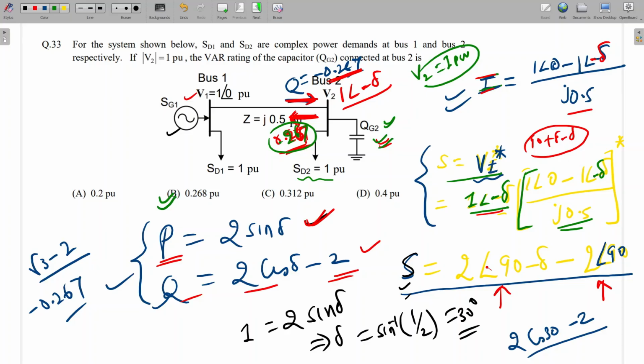Clear. Okay. So again, we will do some other calculation in the same question. So I am going to calculate real and reactive power here at bus 1. Okay. So at bus 1, what is the voltage? 1 angle 0. And current will be the same. Here also current will be the same. So current will be 1 angle 0 minus 1 angle minus delta divided by J 0.5.